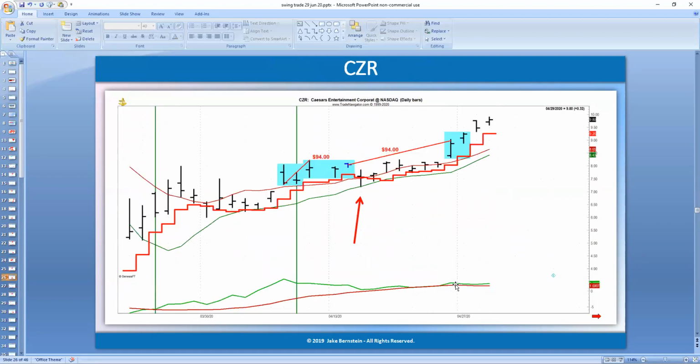Caesars. Again, setup over here to buy. You're waiting. Trigger right over here. 5-bar pattern right over here. Measure the range from the highest high to the lowest low. Add it to the last bar close. Profit target achieved. 3 MA low goes into effect. And that's the whole story right there. It couldn't be more simple. Let's go on to another one.